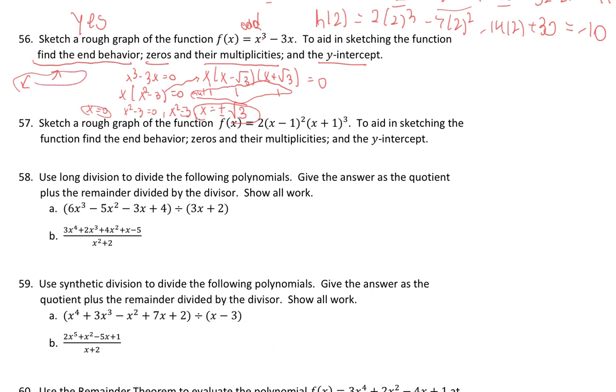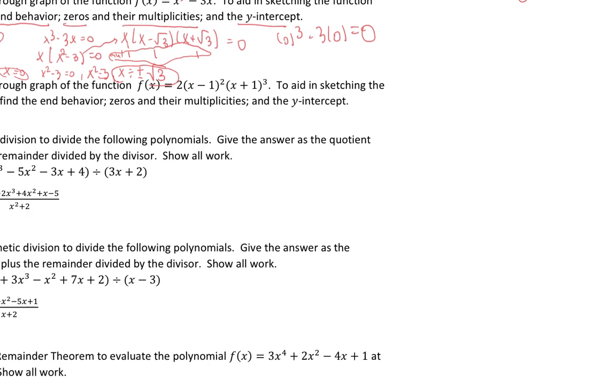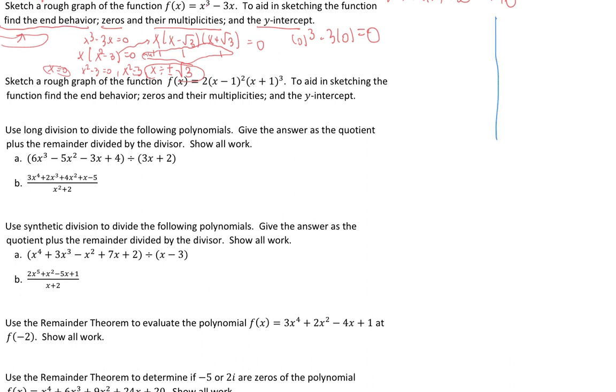So we found the end behavior, it's that. Zeros are this and this. And we find their multiplicities, which are all 1. Next, we find the y-intercept. Well, to find the y-intercept, you plug in 0. And that gives us 0. So now I'm going to switch over to blue to graph this. I'm not going to do much on my axis, but I'm going to mark 0, 0. I'm going to mark negative square root of 3, positive square root of 3.